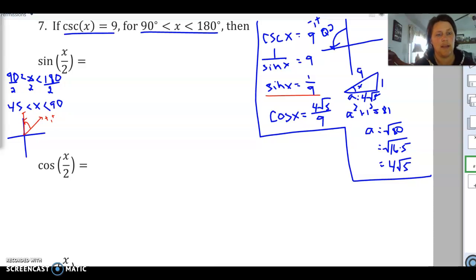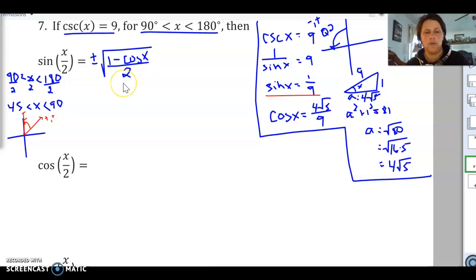All right, so now sine of x over 2. Let's go ahead and take a look at our trig identity sheet. So sine of x over 2, and here theta is going to equal x when we're doing that identity. So we have plus or minus the square root of 1 minus cosine of x over 2.